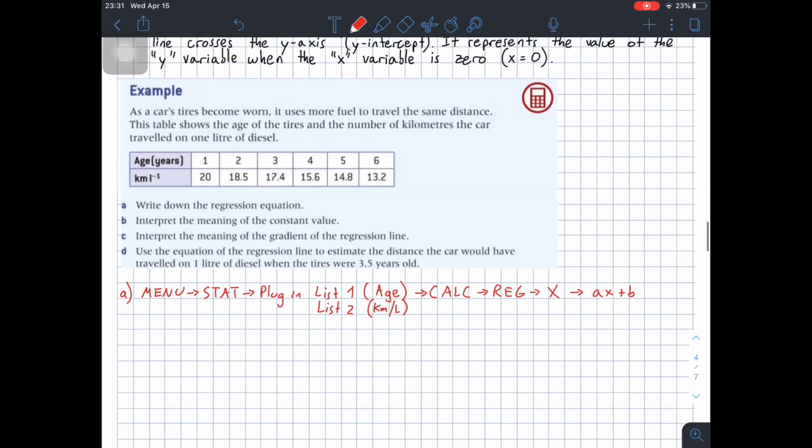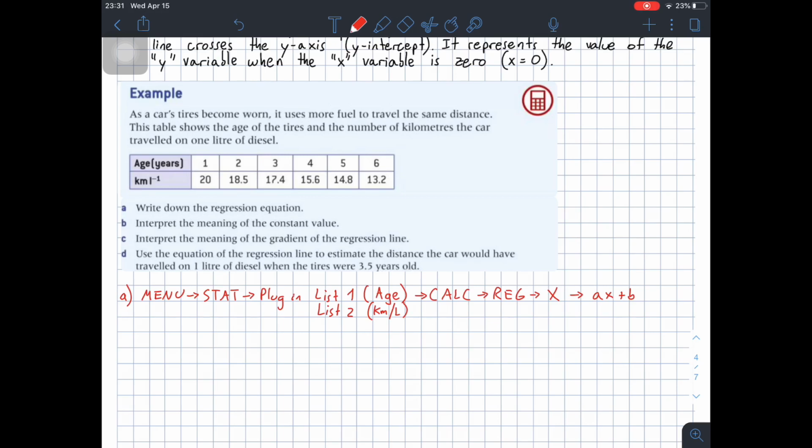So let's see this final example for you to understand how to do this using the calculator. It says, as a car's tire becomes worn, it uses more fuel to travel the same distance. This table shows the age of tires and the number of kilometers the car traveled on 1 liter of diesel. So you see how useful this tool can be. And this is something that normally occurs in real life, and it's something that interests people to know, right? Who wouldn't like to know how much my car is consuming for every year of usage of my tire, right? So this is something pretty useful, and anyone could make an experiment about this and would get interesting results.